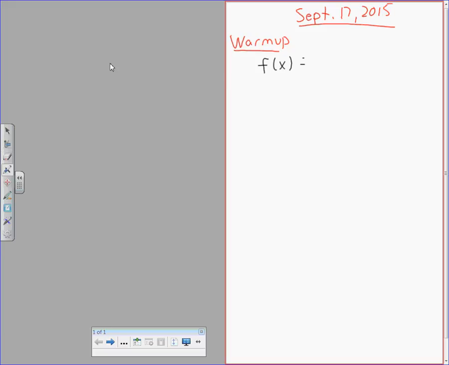I should say, if f of x equals this messy thing, negative 3 times (x minus 2) squared plus 5, find f of 3 minus f of 2.